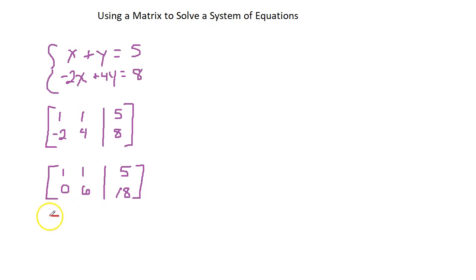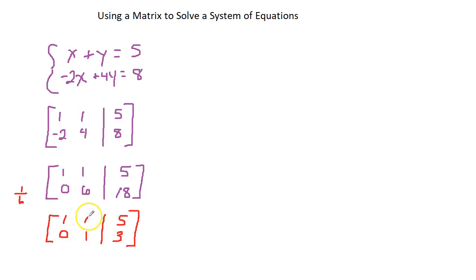All right, so my first row, I'm not changing. 1, 1, 5. Multiply 1/6 times this row. So 1/6 times 0 is 0. 1/6 times 6 is 1. 1/6 times 18 is 3.